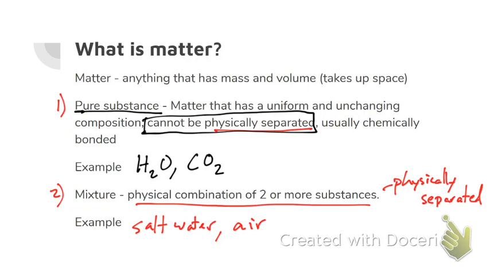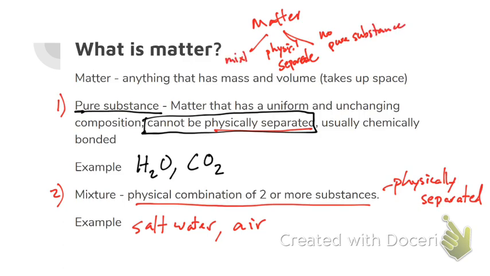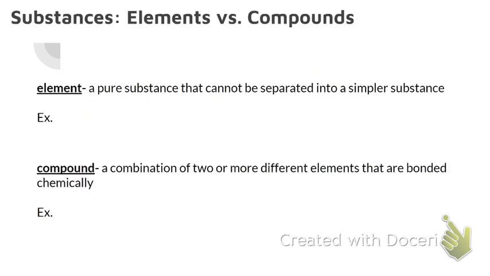So just to recap, what is matter? Matter has two types, and it's based off whether they can be physically separated. If you can physically separate, if the answer is no, then it is a pure substance. And if you can physically separate it, it's a mixture. So our first division is matter can either be a mixture or a pure substance. Next I'm going to talk about pure substances.